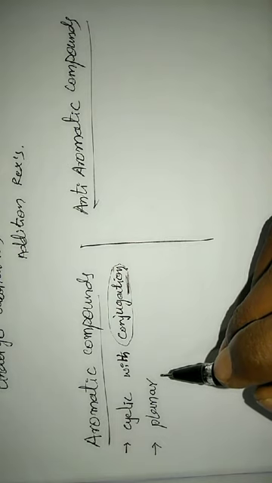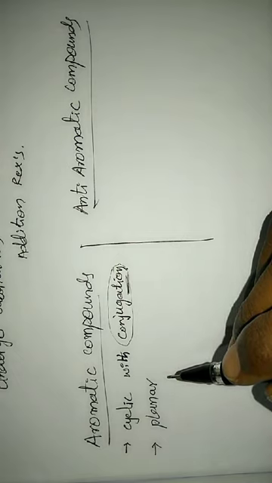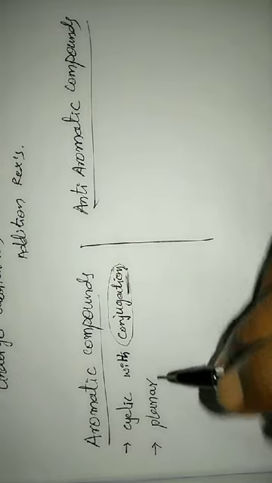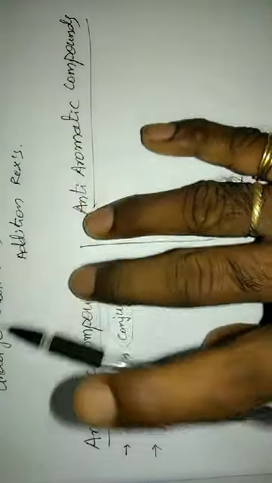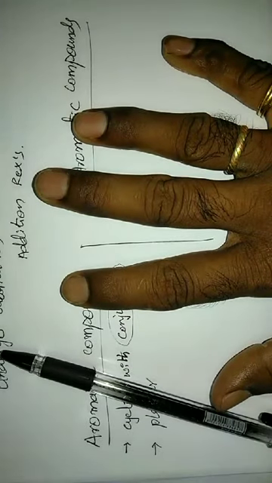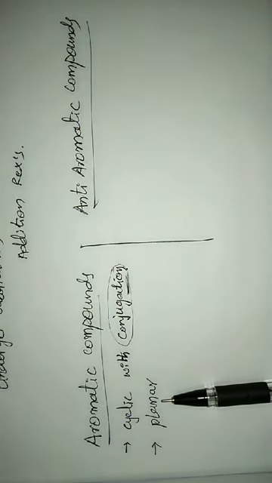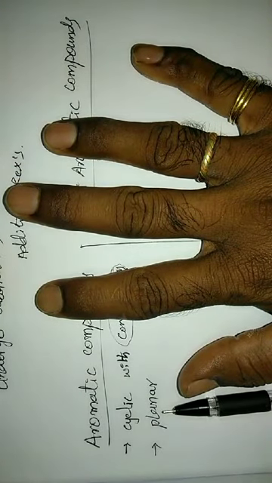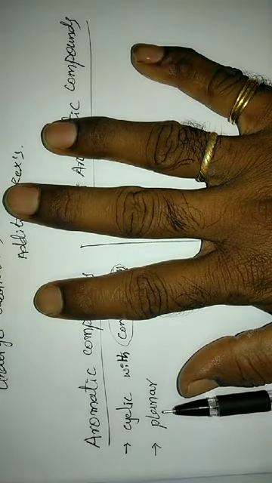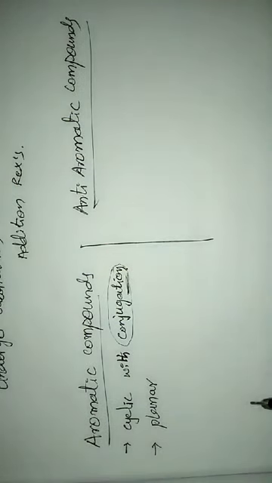Planarity means how can we check whether the compound is planar or non-planar? When we keep a molecule or compound on the plane, if all the atoms touch the plane, then the molecule is considered a planar molecule.